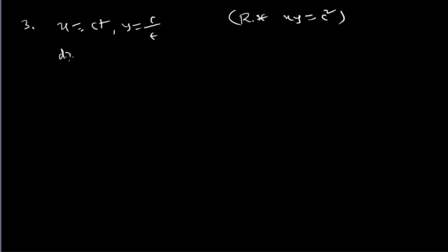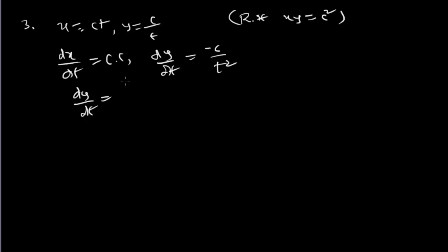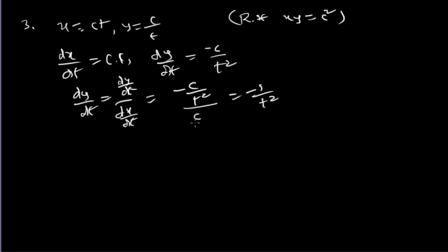So dx by dt is equal to c into 1, and dy by dt. Here I asked you already to remember, see, differentiation of 1 by t is what? Minus 1 by t squared. That means minus c by t squared. So every time you write the formula dy by dx is equal to dy by dt by dx by dt, and it is minus c by t squared by c. So c cancels, you get minus 1 by t squared. This is the answer.